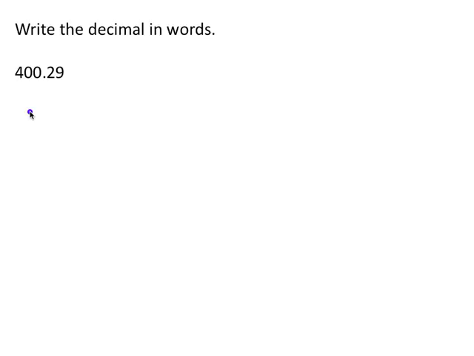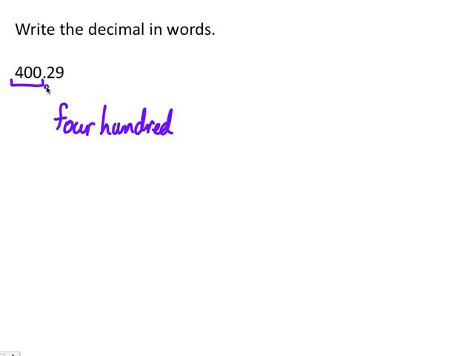When you're writing the decimal out in words, first of all, you start with whatever's in front of that decimal point, and you say that as if it was its own number. So that number is just 400. So we'll write that out. 400.